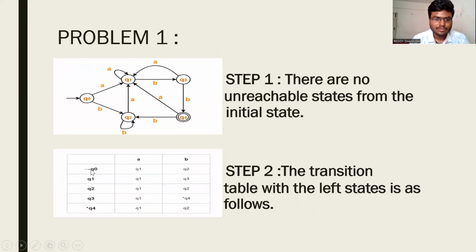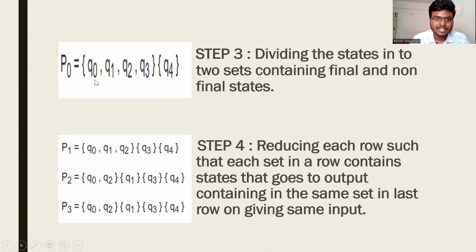Now, if we see the DFA, Q0 and Q1 on getting the input A go to states Q1 and Q0, and on getting input B go to states Q2 and Q3. Now we can see here Q1, Q2, Q3 are all present in the same set in the previous row. So now in the next row also Q0 and Q1 will be in the same set.